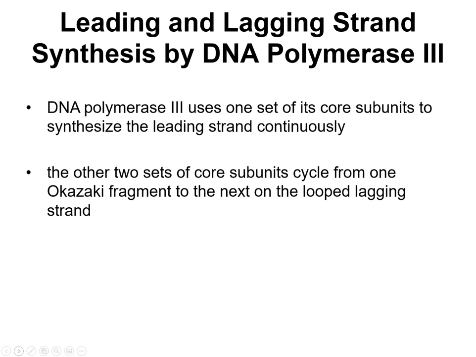So DNA pol 3 uses one set to continuously make the leading strand. The other 2 core subunits are used to kind of cycle through and kind of leapfrog each other, making the Okazaki fragments. And there's a lot of words right now. Don't despair. There's a lot of pictures coming up too. So for all of you that like the words, here they are. Then we're going to look at the pictures and kind of put it all together and talk it through again.